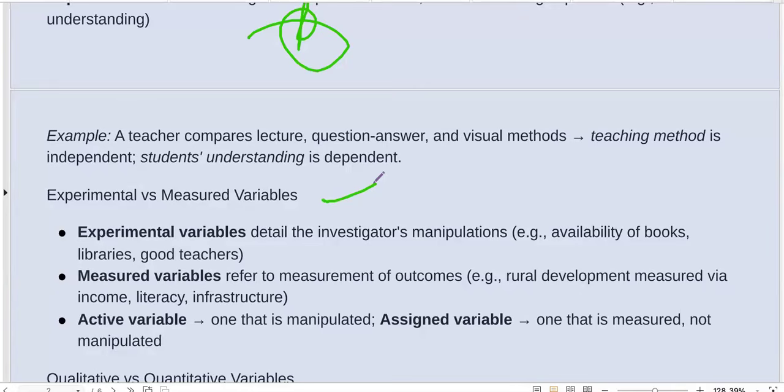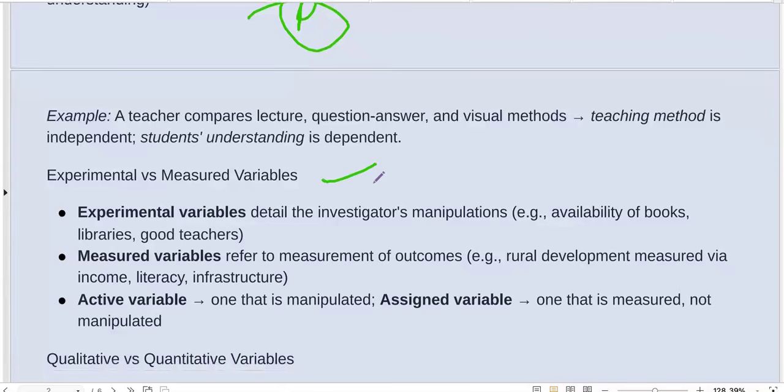You can go and check a place and see, okay, infrastructure is very good, so this place must be a very developed one. Or you go and check the human development parameters, or you just check the average income, per capita income. Okay. Then there are active variables as well. One that is actively manipulated during the research. One that is measured, one that is the main target, is called the assigned variable, and the active variable is one that is manipulated to judge your assigned variable.